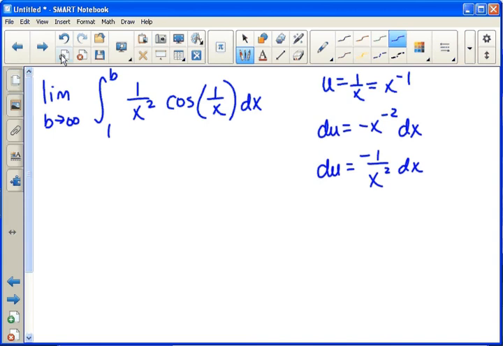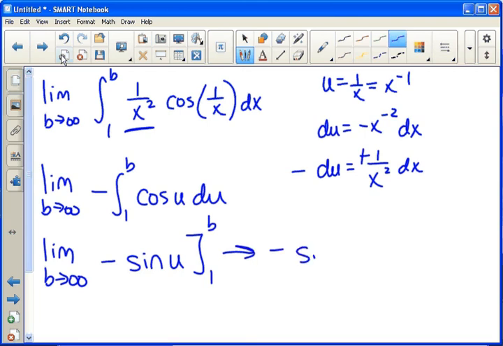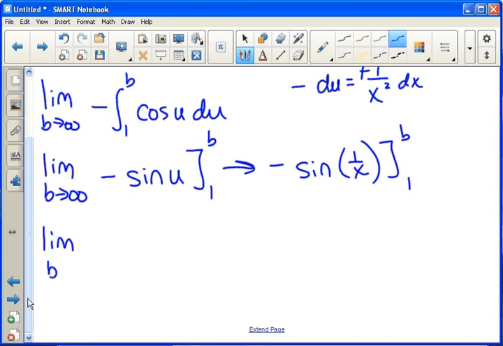So now we get the limit of negative, integral from 1 to b of cosine of u du. The integral of that is negative sine u from 1 to b. So that would be negative sine of 1 over x from 1 to b. And our last step is to plug in the top minus the bottom and then take the limit. So negative sine of 1 over b minus negative sine of 1 over 1.